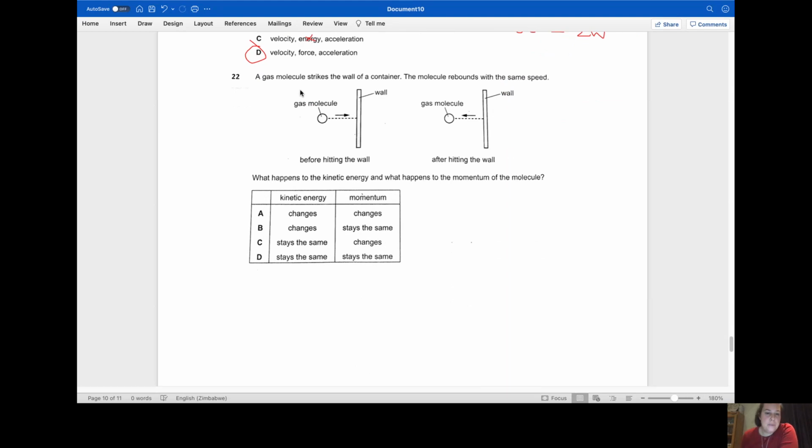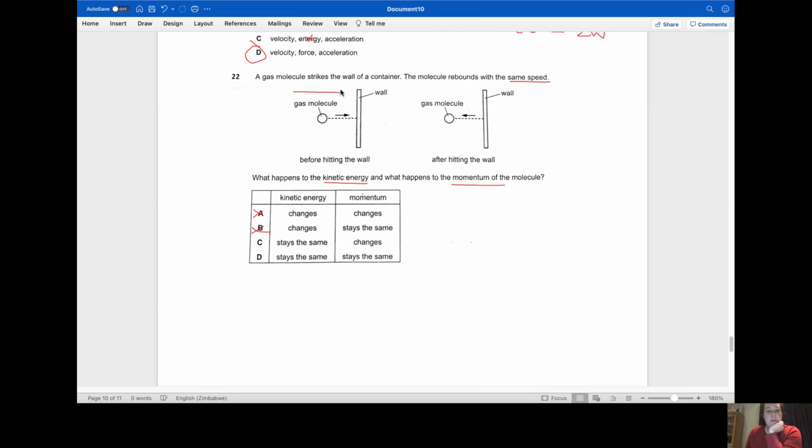Right, question 22. A gas molecule strikes the wall of a container. The molecule rebounds with the same speed. Okay, so it's going one way, hits the wall, bounces back the other way. What happens to the kinetic energy and what happens to the momentum? The kinetic energy is going to stay the same because it moves away with the same speed. Okay, what happens to the momentum though?